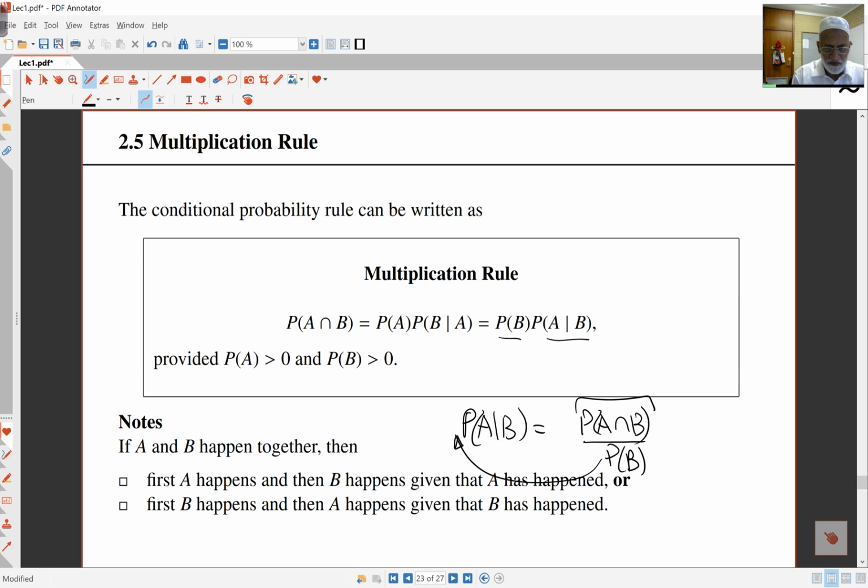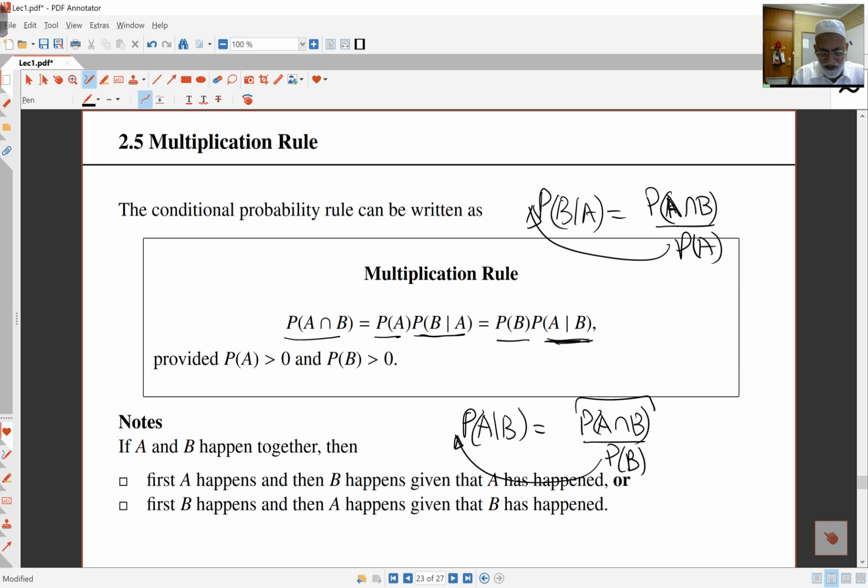Or I can also think in terms of the probability of B given A. In that case, the conditional probability law says the probability of A intersect B, this time over the probability of A. So again, if I take this probability of A to the left hand side, I get the probability of A intersect B as the probability of A times the probability of B given A. So I think of this as A and B happening together can happen when A happens and then B happens afterwards, given A has happened, or first B happens and then A happens afterwards, given B has happened. This is called the multiplication rule.